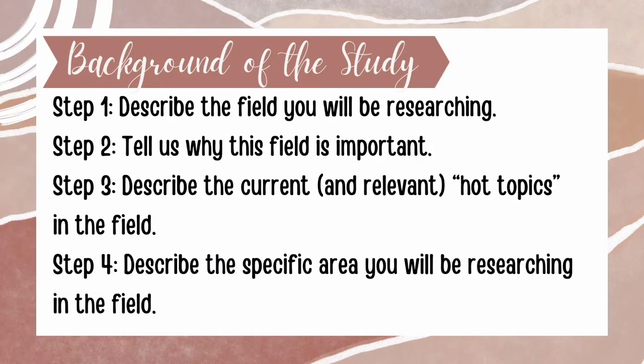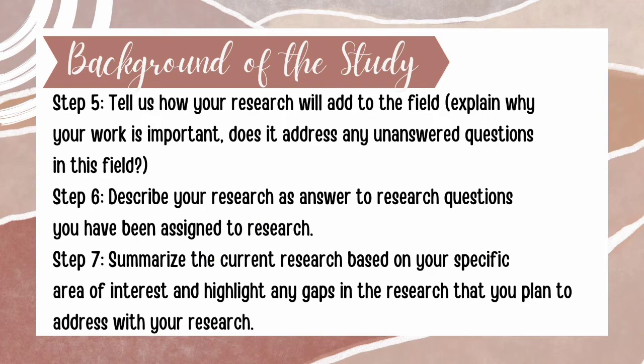Next, let's have the second part of your chapter 1. It's the background of the study. So you have to follow the 7 steps in writing the background of your study. Step 1, describe the field that you will research. Step 2, tell us why this field is important. Step 3, describe the current and relevant hot topics in the field. Step 4, describe the specific area you will be researching in the field. Step 5, tell us how your research will add to the field, why it is important.